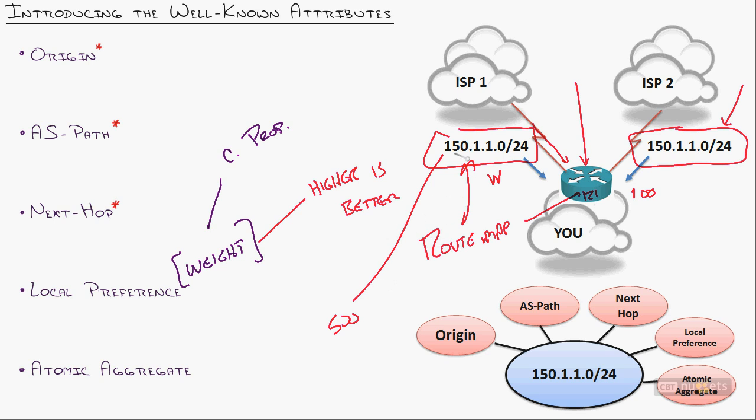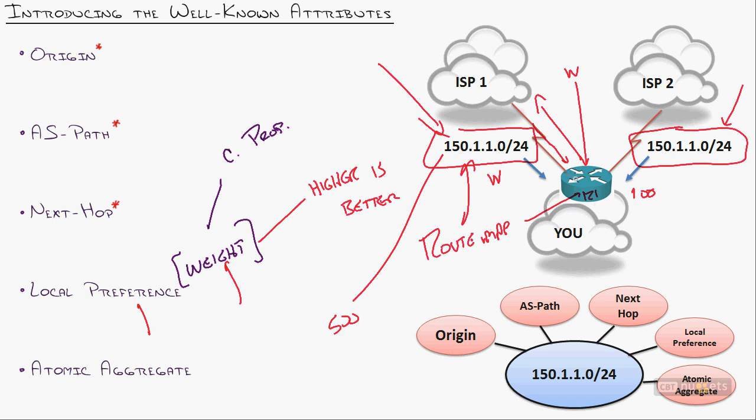Anyway, so we say this has a weight of 500. It's like I will not look any further. This is the preferred route for 150.1.1.0. So we have total control to overrule everything with the weight. The big difference between the weight and the local preference is who do you tell? The weight, because it's Cisco proprietary, never leaves this router.